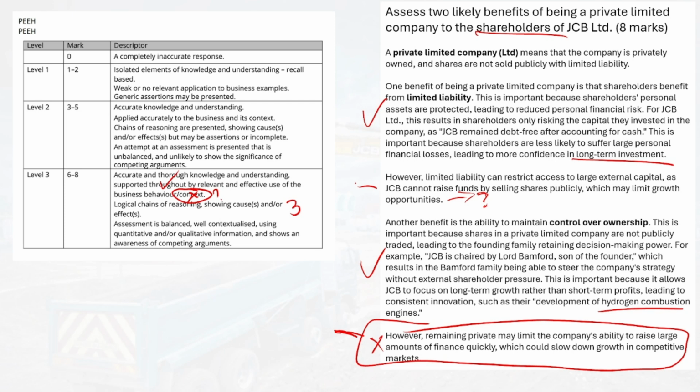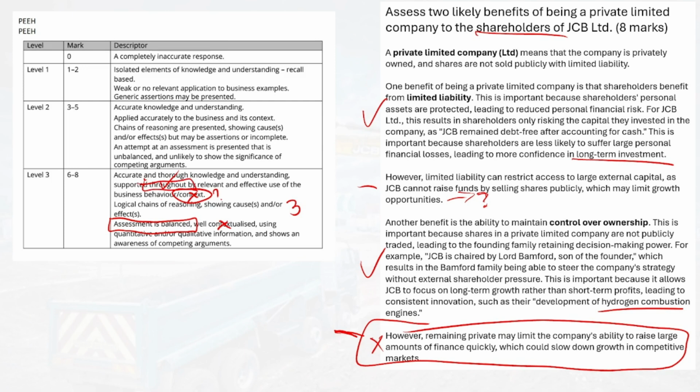So is the assessment balanced and well contextualised? Well, not throughout. And does it use the evidence? Does it show an awareness of competing arguments? Well, there's balance there, but not brilliant. I would question if it's balanced. It is balanced a bit, but it's not in context. For you to get all these marks, you need contextualisation throughout.